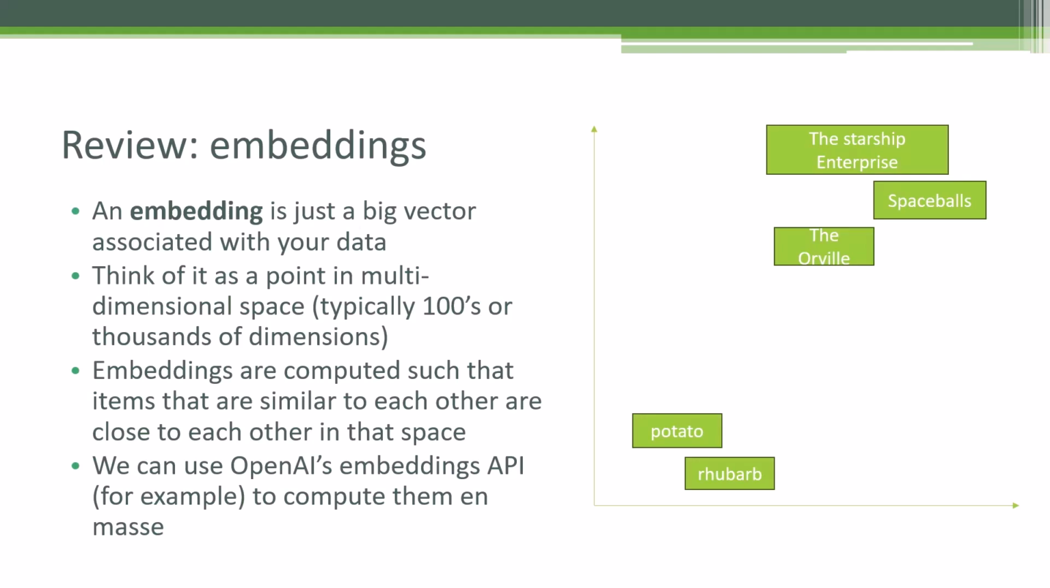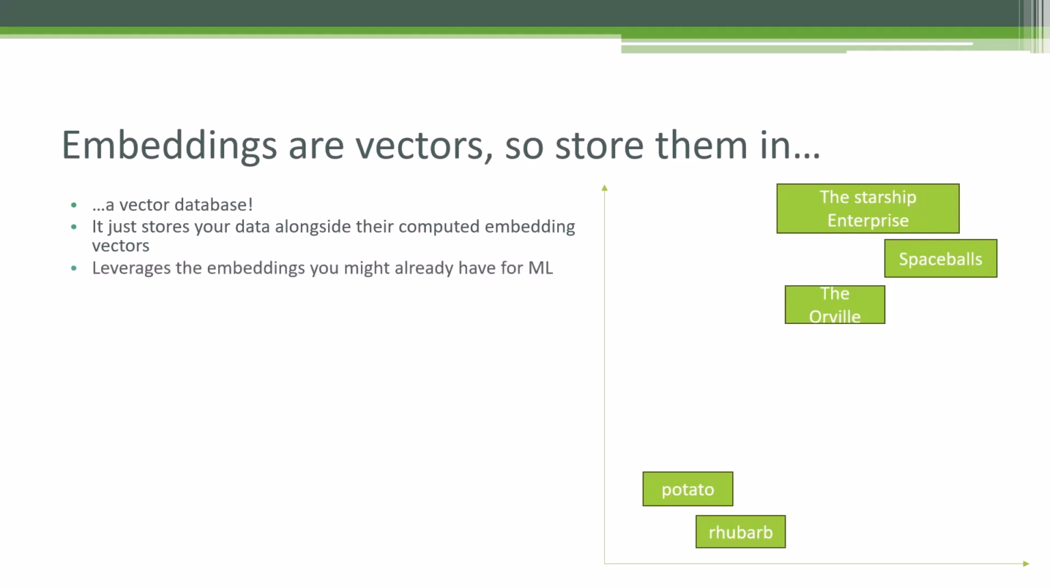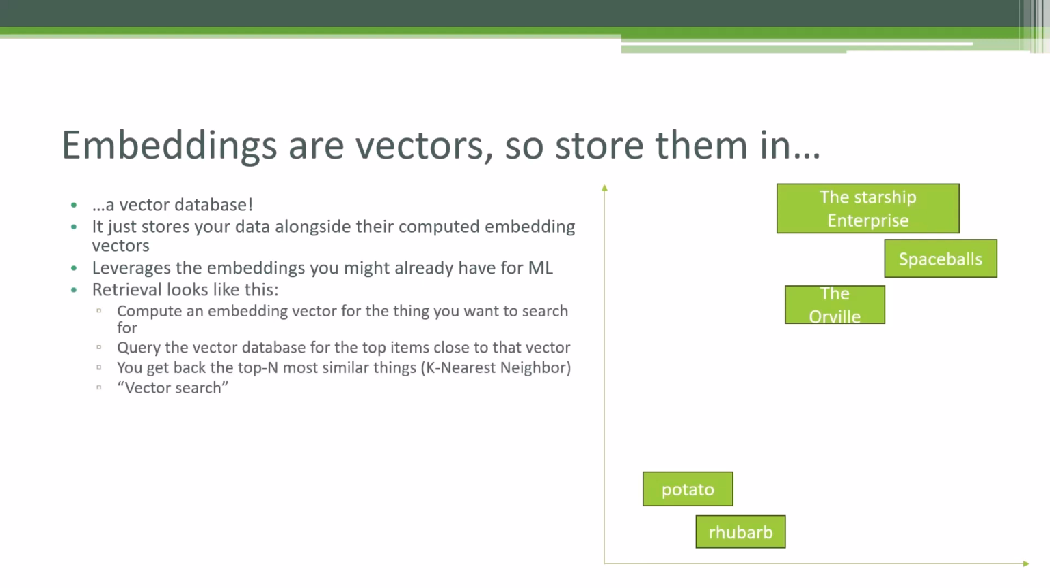So once you have these embedding vectors for everything, you just got to stick them somewhere. So let's put them in a vector database, shall we? All a vector database does is store your data alongside their computed embedding vectors. And that gives you a very easy way to search for things that are similar to the thing that you are searching for. Again, you can leverage the same embedding system that you might already have for your larger system, which makes things a little bit easier.